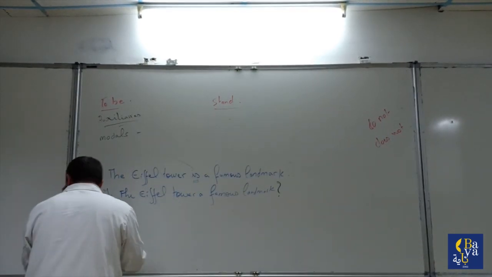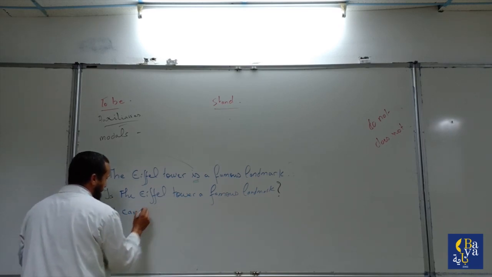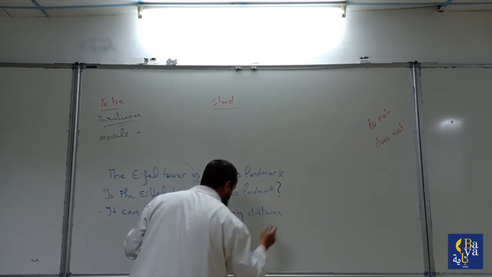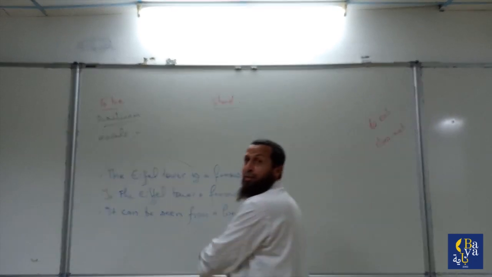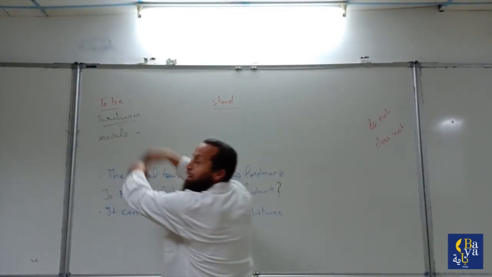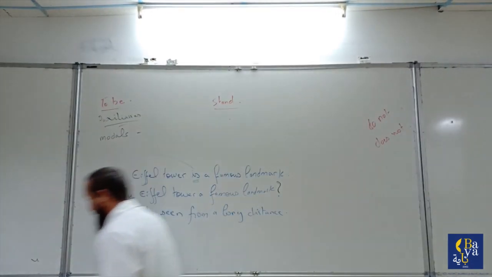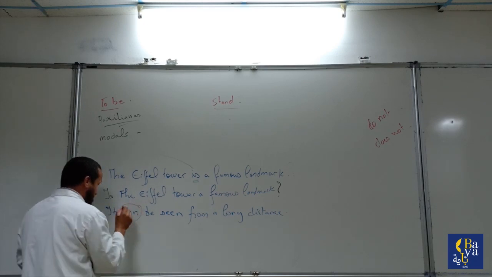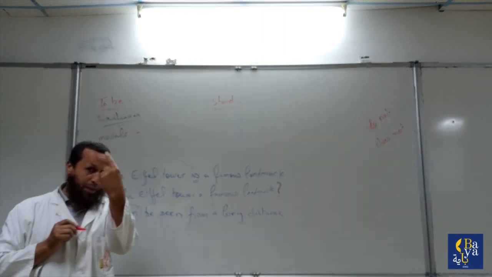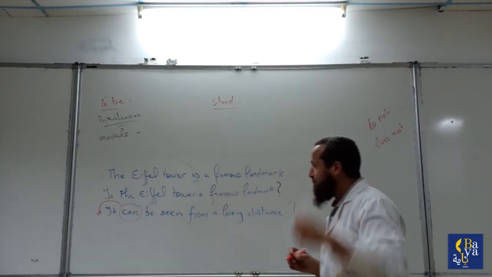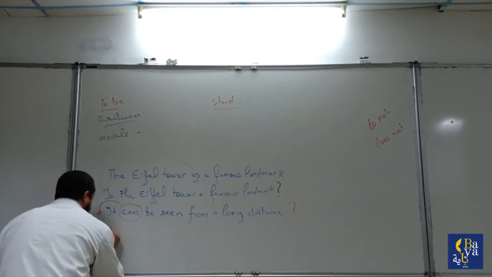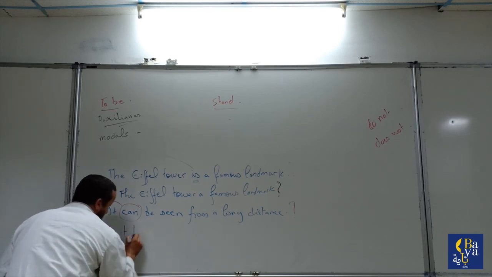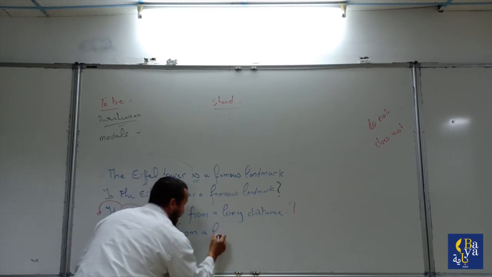The same example: it can be seen from a long distance. Can you do it? Same, group to be. So, what should we do? We move the modal. We take the modal up to here. This is number one. Number two, question mark. So the sentence becomes: can it be seen from a long distance?